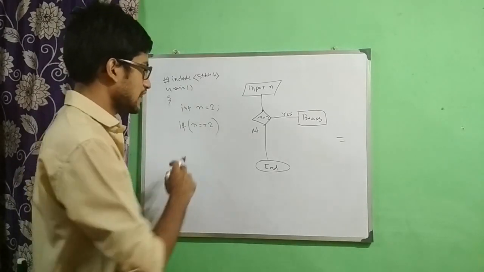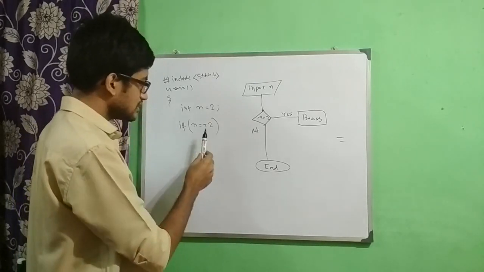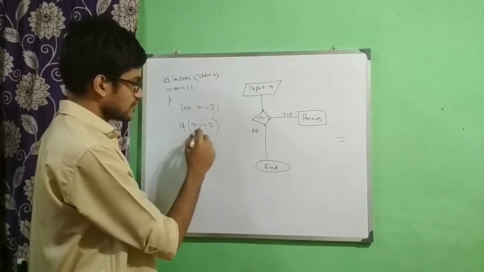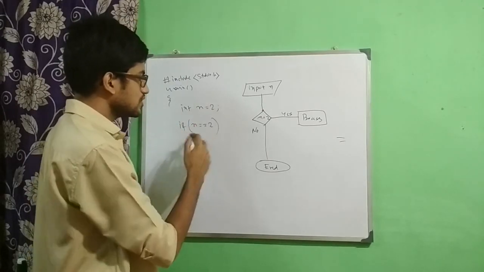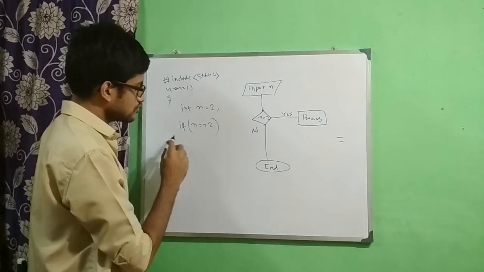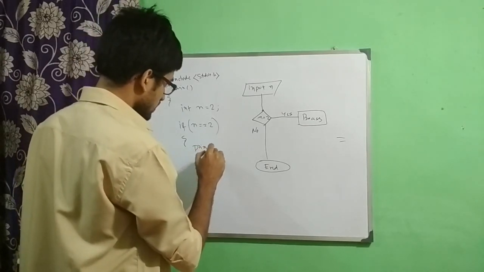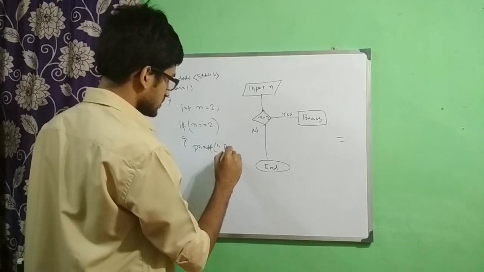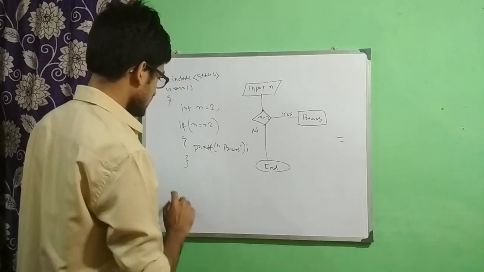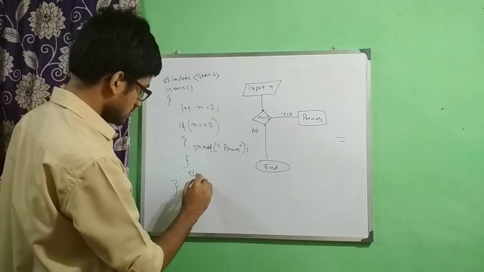As it is a relational operator, it will find a relation between n and 2. N equals to 2, and I'm explicitly telling it to compare n, which is already 2, with 2, so it will become true. So if this statement is true, then printf process, else do nothing. You can write else also, an else block.